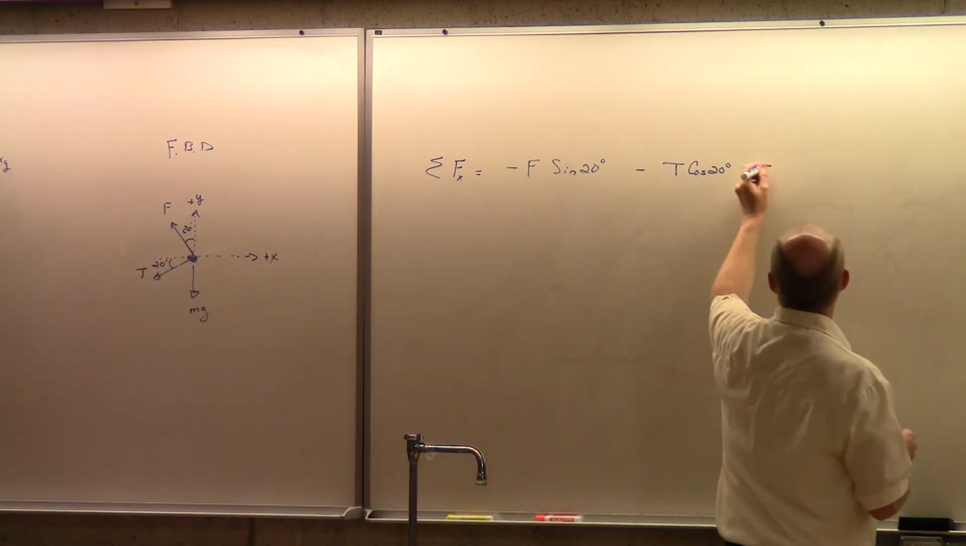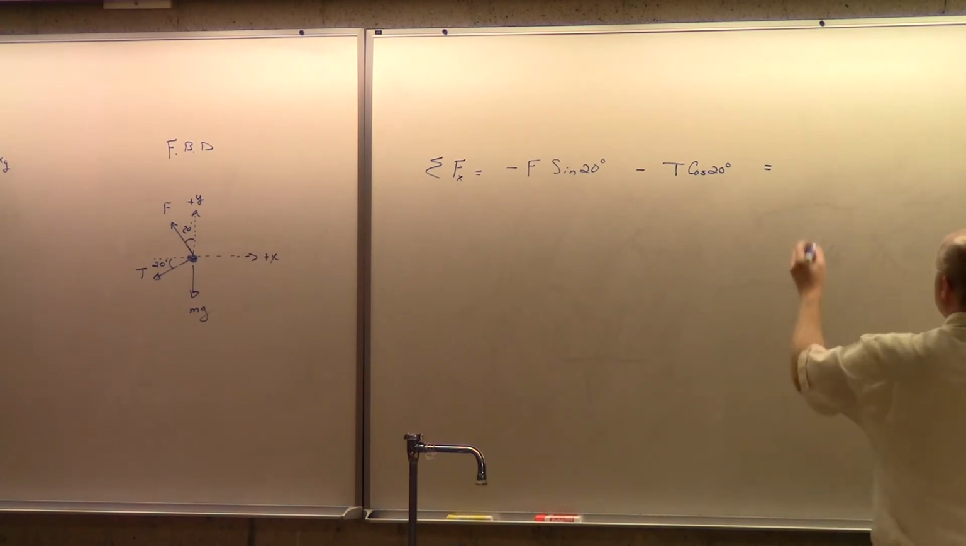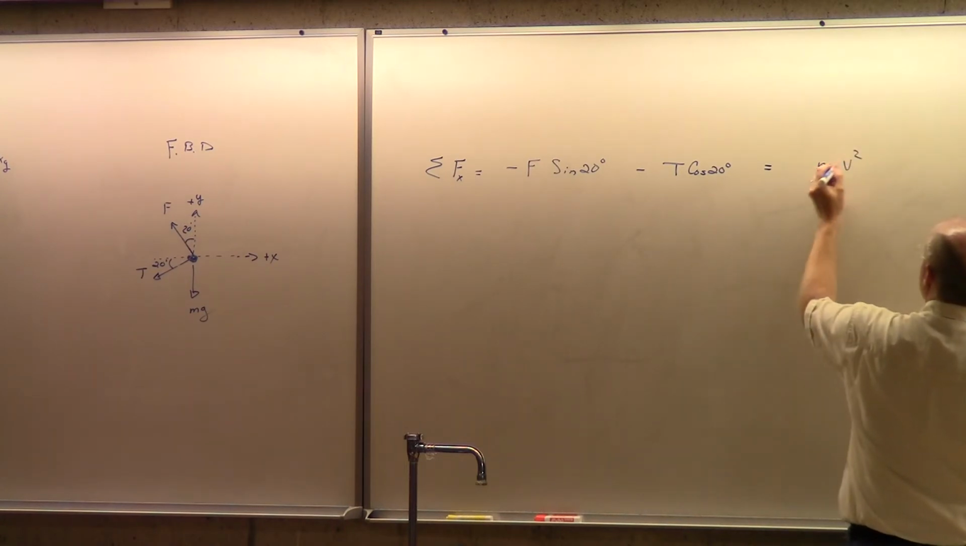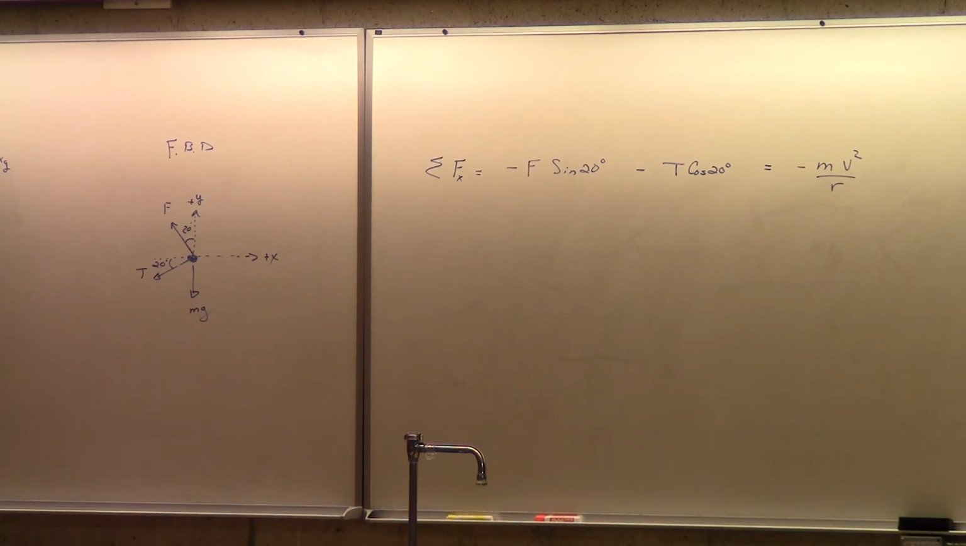And that has to equal what? Mass times the acceleration in the x direction, which is the centripetal acceleration. It's the v squared over r. That's why it was important for me to see where the circle was, where the center of the circle was. And in this case, the center of the circle is in the negative x direction.